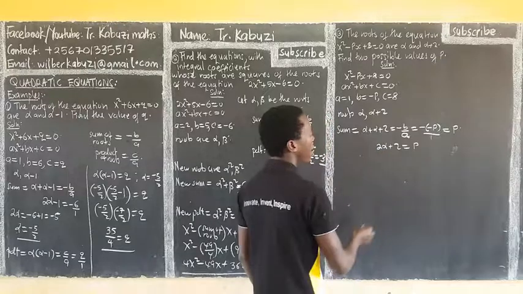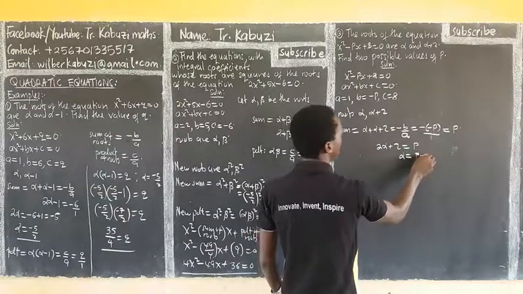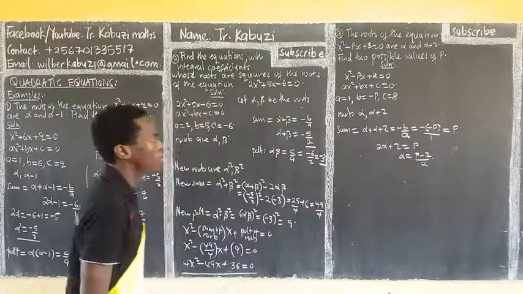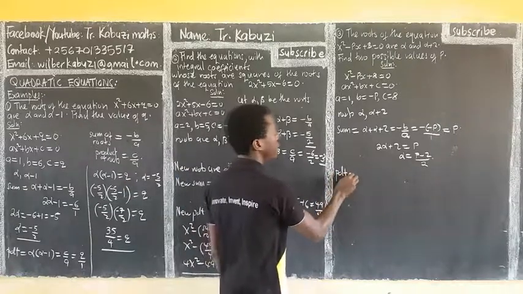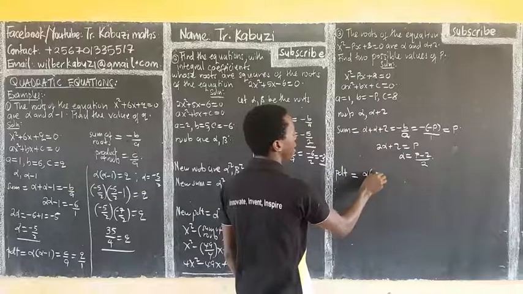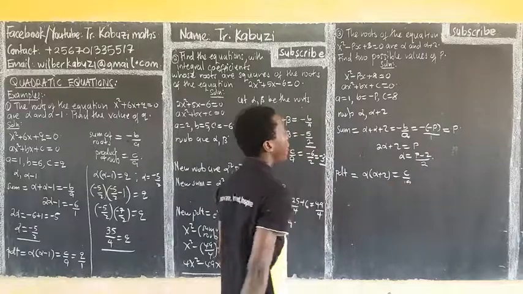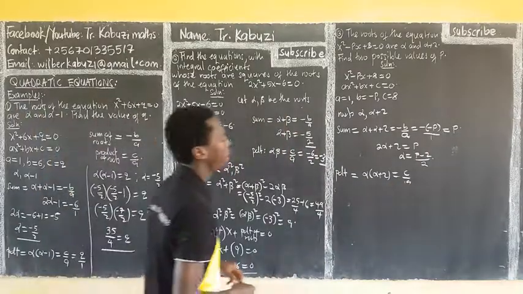Can we get the value of alpha? So my alpha here will be p minus 2, when I take this side, then I divide by 2. So that will be the value of alpha. Then I come and I get the product of roots. The product, we multiply this and this. So alpha into alpha plus 2. And the product of roots is given by c over a.